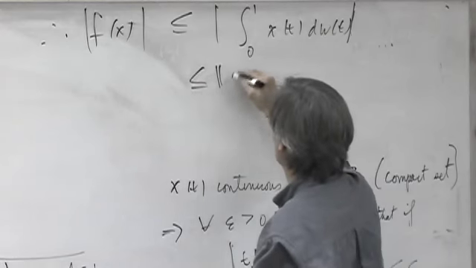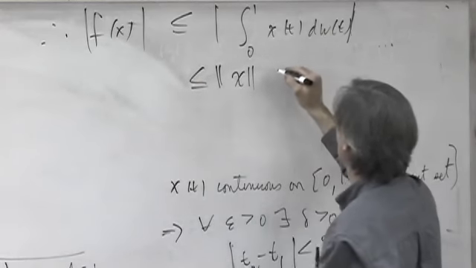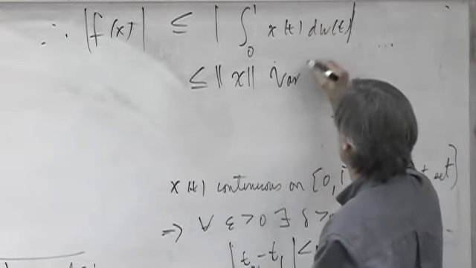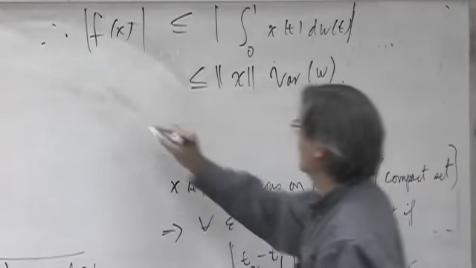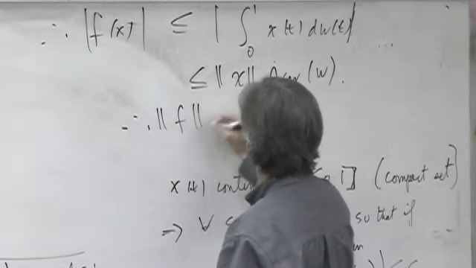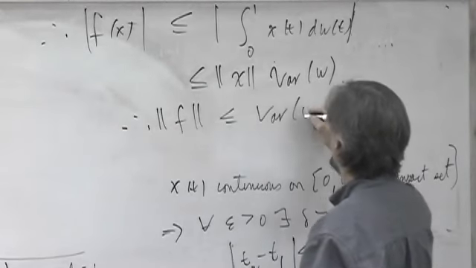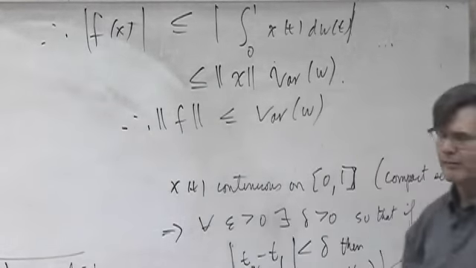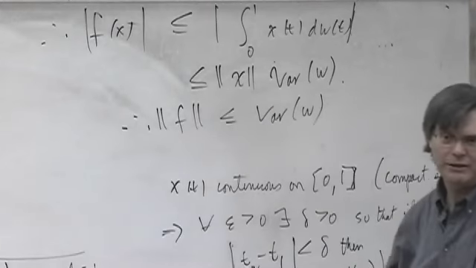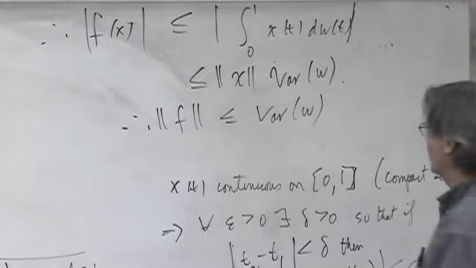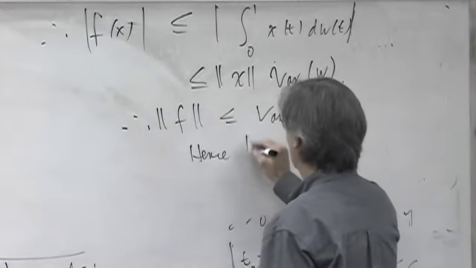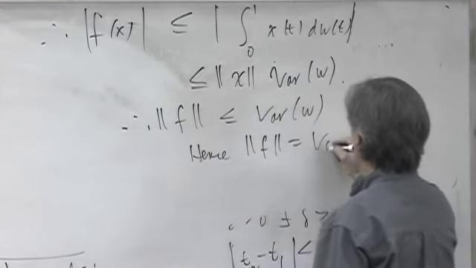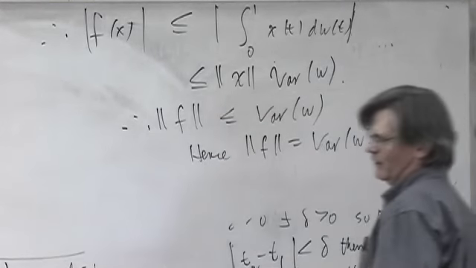But that's automatically, we have the variation norm inequality. This is always less or equal to the norm of x, the max norm or sup norm, times the variation norm of w. That followed directly from the definition of the Riemann-Stieltjes integral. And therefore, the norm of f is less or equal to the variation of w. Because of the norm inequality, we got the final statement. Hence, the norm of f is equal to the variation of w because you already showed the reverse inequality.